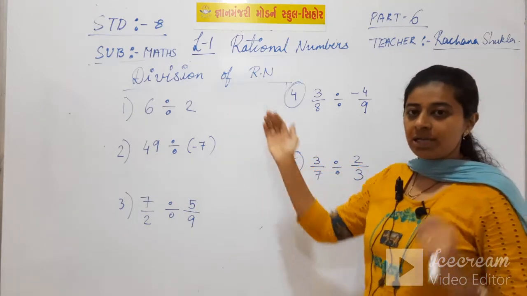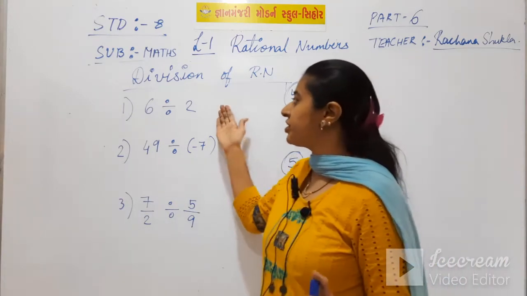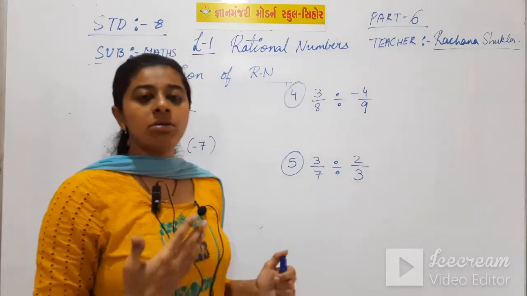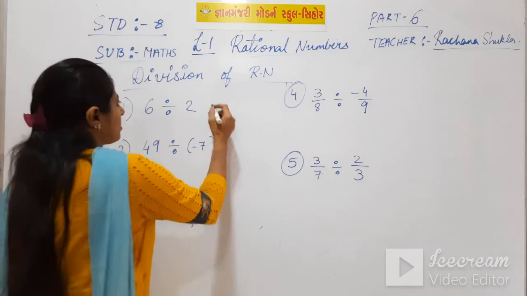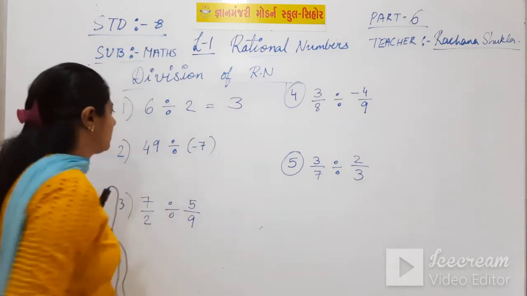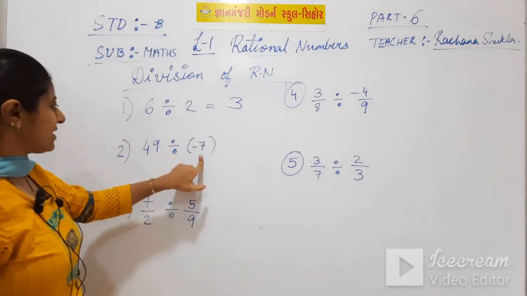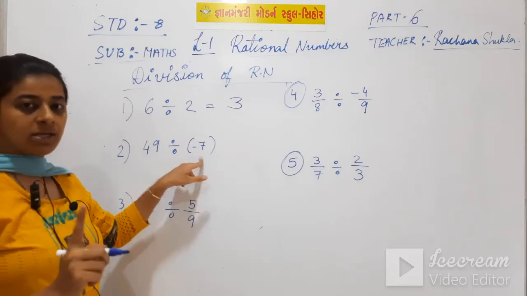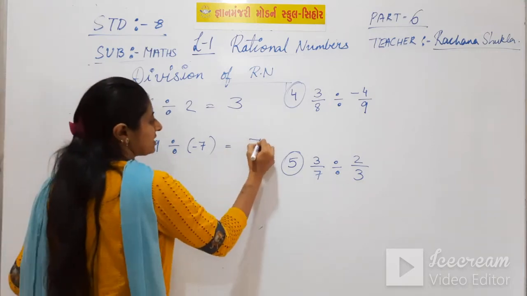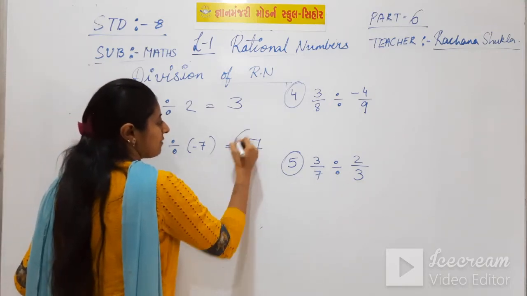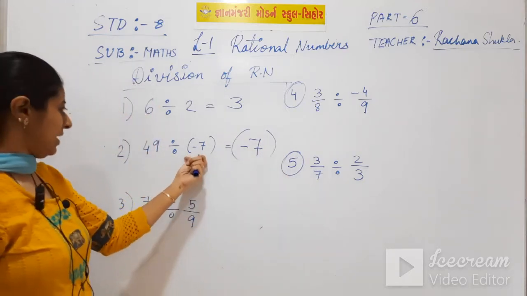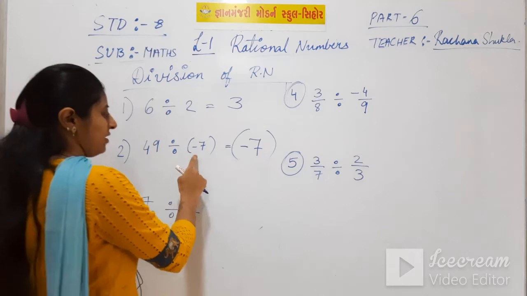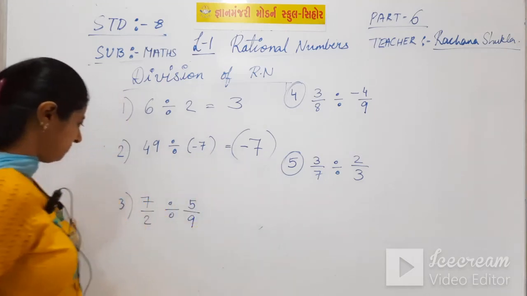Let's start with a very easy sum. All of you know the tables and all of you have learned division since your second or third standard. So 6 divided by 2, directly you got the answer 3. 49 divided by 7, 7 sevens are 49. So your answer will be 7 but minus 7. Why minus 7? Because here it carries negative sign. So your answer will also be in negative.